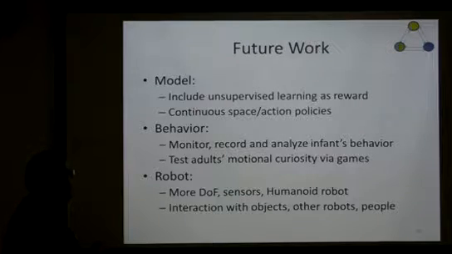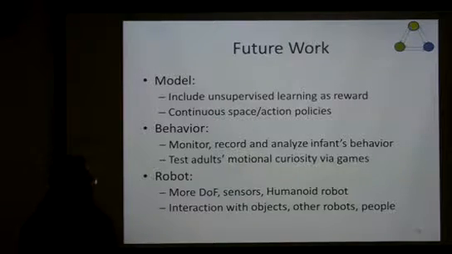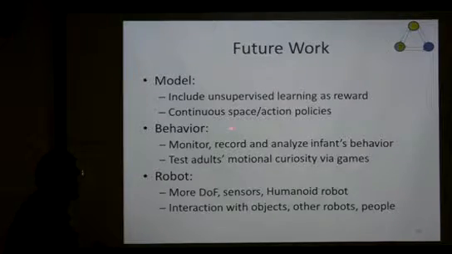Future work is, first, I want to include also unsupervised learning as the reward, because up until now I have this prediction error, but you can add different things. And obviously, to really control a real robot and also approximate babies, you have to go to continuous state and action spaces, because all this discreteness is not good.